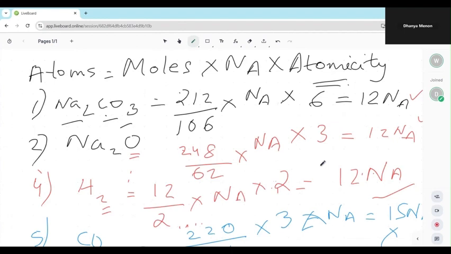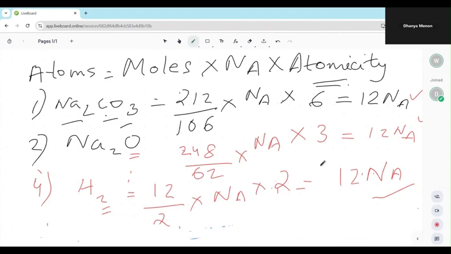So 1, 2 and 4 is our answer. That means the molecules that have equal number of atoms are sodium carbonate, sodium oxide and hydrogen. Okay, so I just kept the Avogadro number as it is. So this is our answer. Okay, so I hope this is okay.